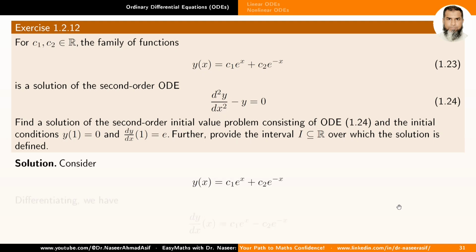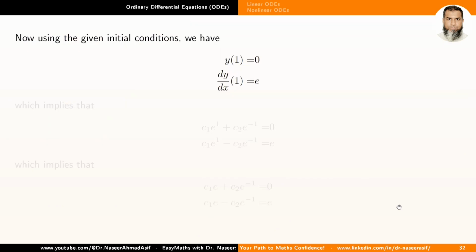Consider y of x equal to c1 exponential x plus c2 exponential minus x. Differentiating, we have dy by dx of x is equal to c1 exponential x minus c2 exponential minus x. Now using the given initial conditions y of 1 is equal to 0, dy by dx of 1 is equal to e. So we have c1 exponential of 1 plus c2 exponential minus 1 is equal to 0, c1 exponential 1 minus c2 exponential minus 1 is equal to e.